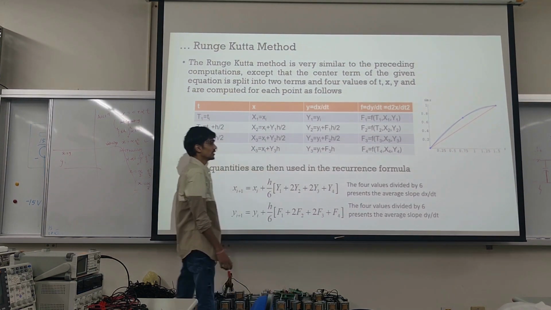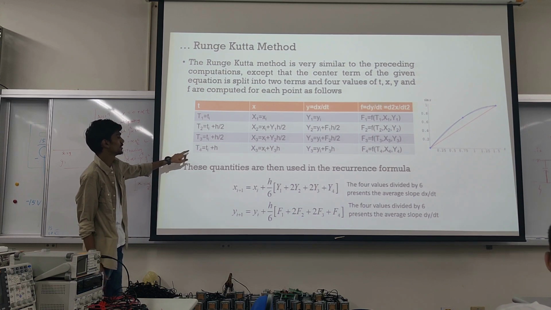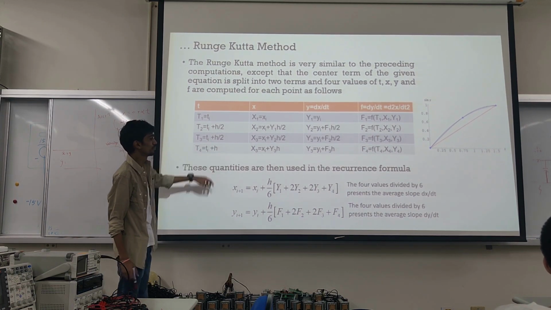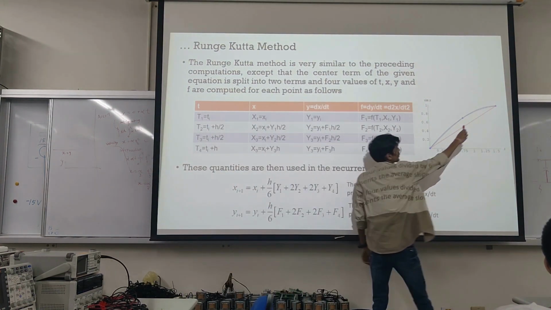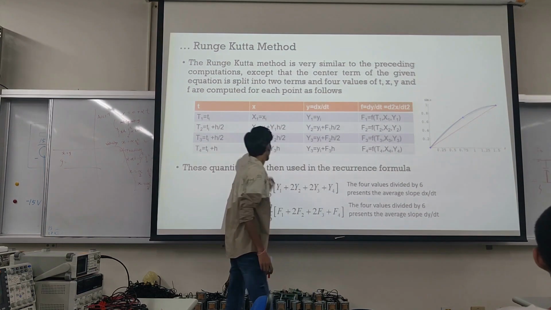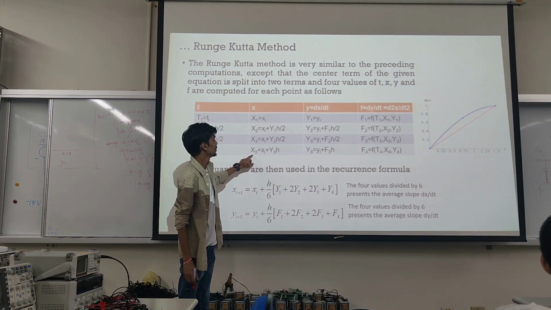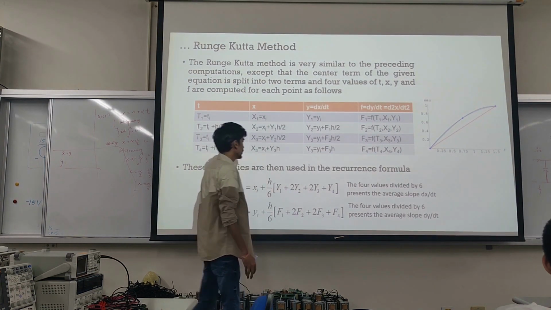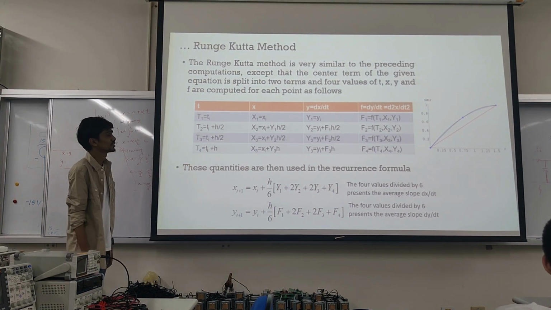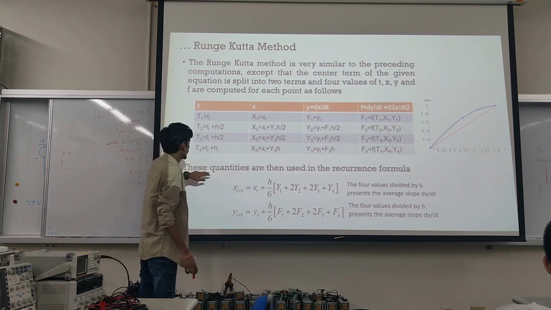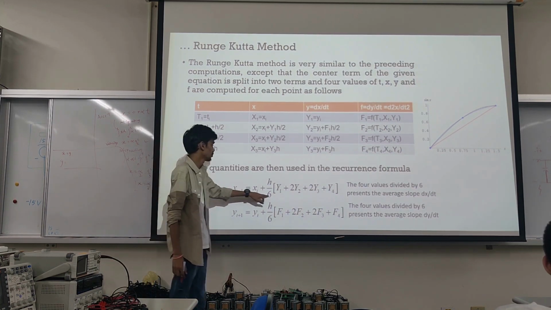Now the last term, which is t4, is equal to ti plus h at the last point. Again we are getting the displacement, velocity and acceleration. So now we have all the terms at all the points, and now we are putting them in this recurrence formula.